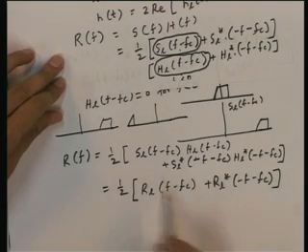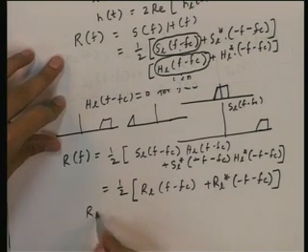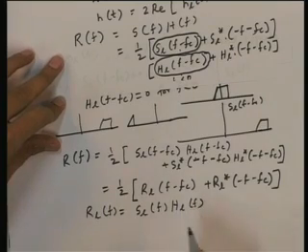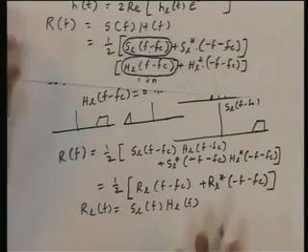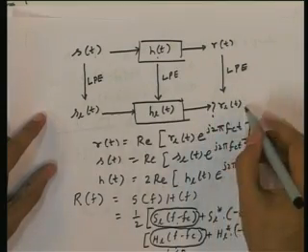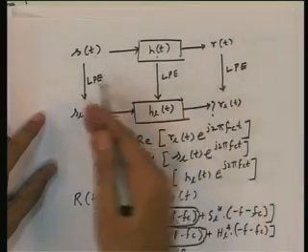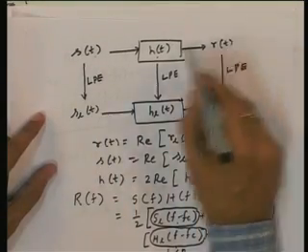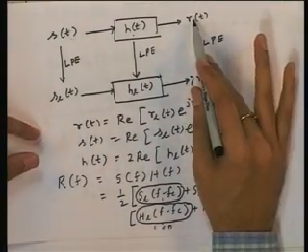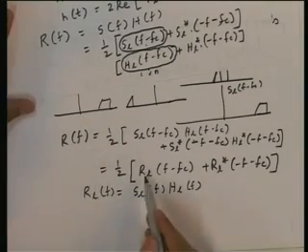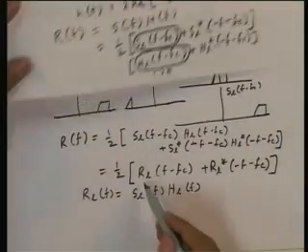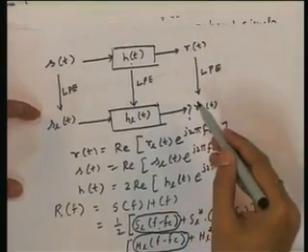Now, what is this RL(f)? We have replaced it: RL of f is SL of f times HL of f. That means it is the product of these two frequency responses. That means RL(f) is the spectrum of the output signal here, and R(f) is the output spectrum of this input and this system. We have got a relationship between them: R(f) is expressed in terms of RL(f). The output spectrum here is expressed in terms of the output spectrum here.